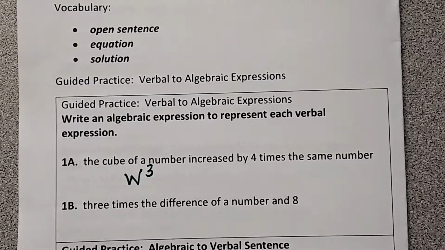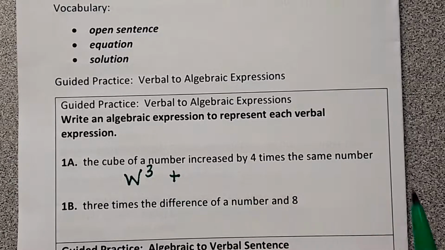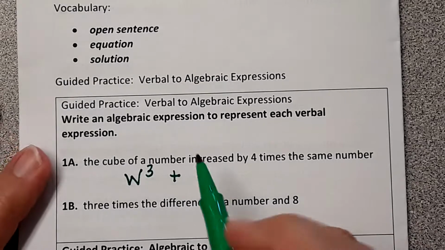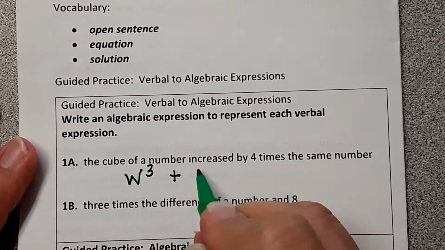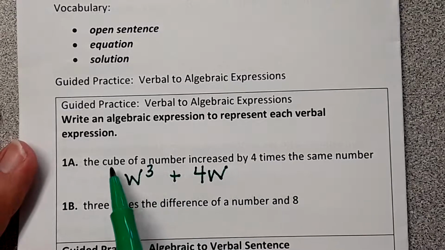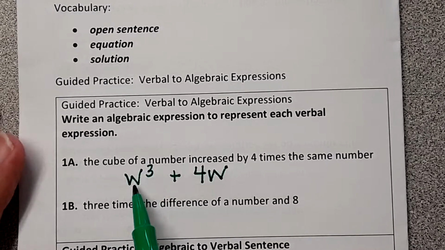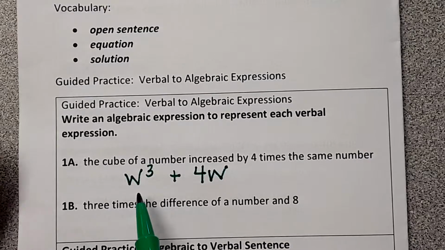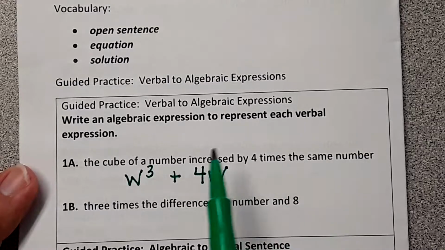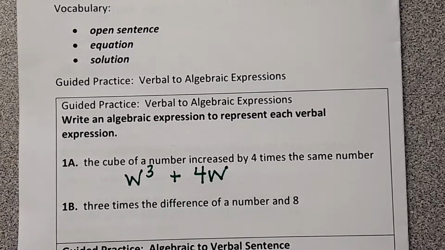What does increase by mean? Yep, we're going to add. And then it says 4 times the same number. So when it says the same number, that means we need to use the same variable. So if our variable we started with was W, then our same number would be W. So we got the cube, we got the 3 from the word cube. A number, anytime it says a number, you use a variable. We got the plus sign, the addition symbol, by increase by 4 times the same number, because they wanted the variable to be the same.